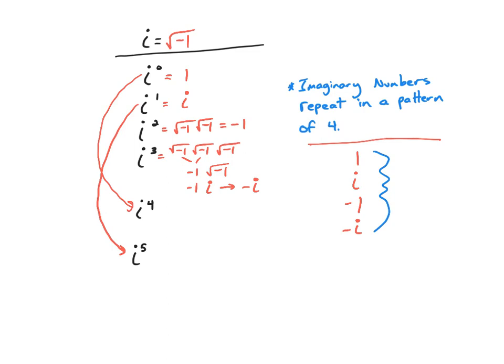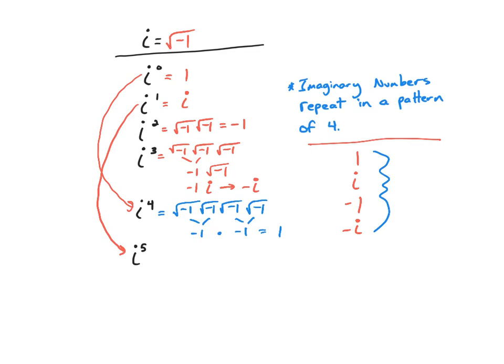Now if I go to i to the fourth, we said i to the fourth should be the same thing as i to the 0 power. So I know with i to the fourth I have 4 root -1s. So if I pair them up, I get -1 times -1. -1 times -1 is +1, which was the same value as i to the 0. So we're starting over with our pattern.